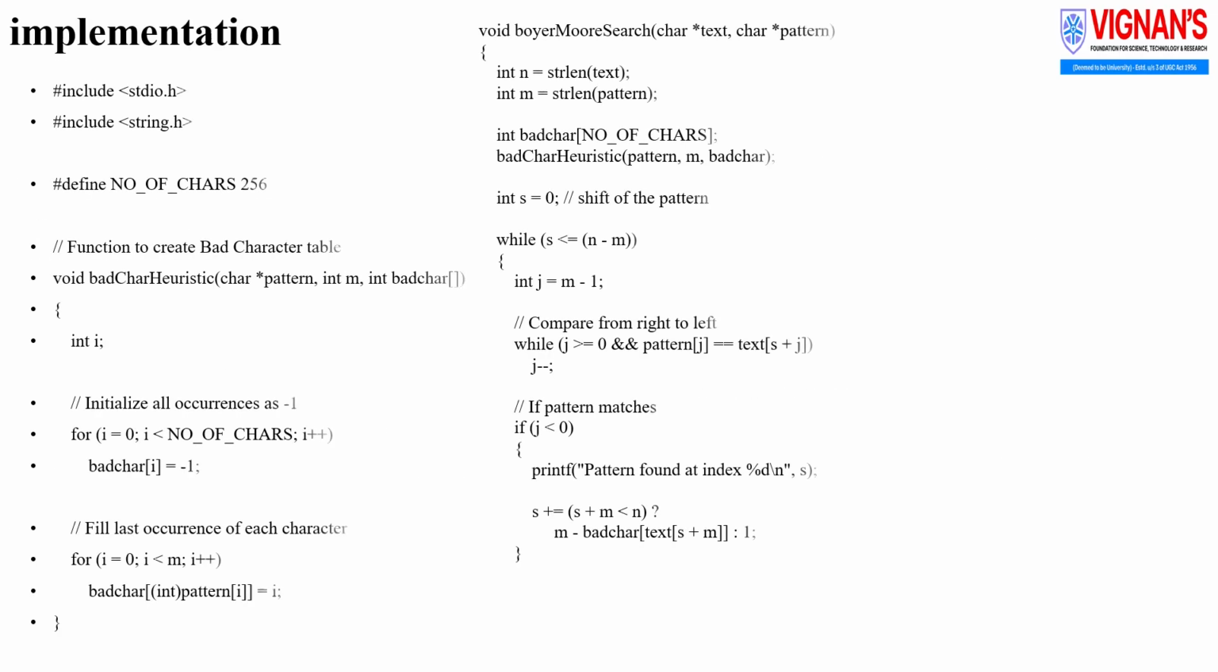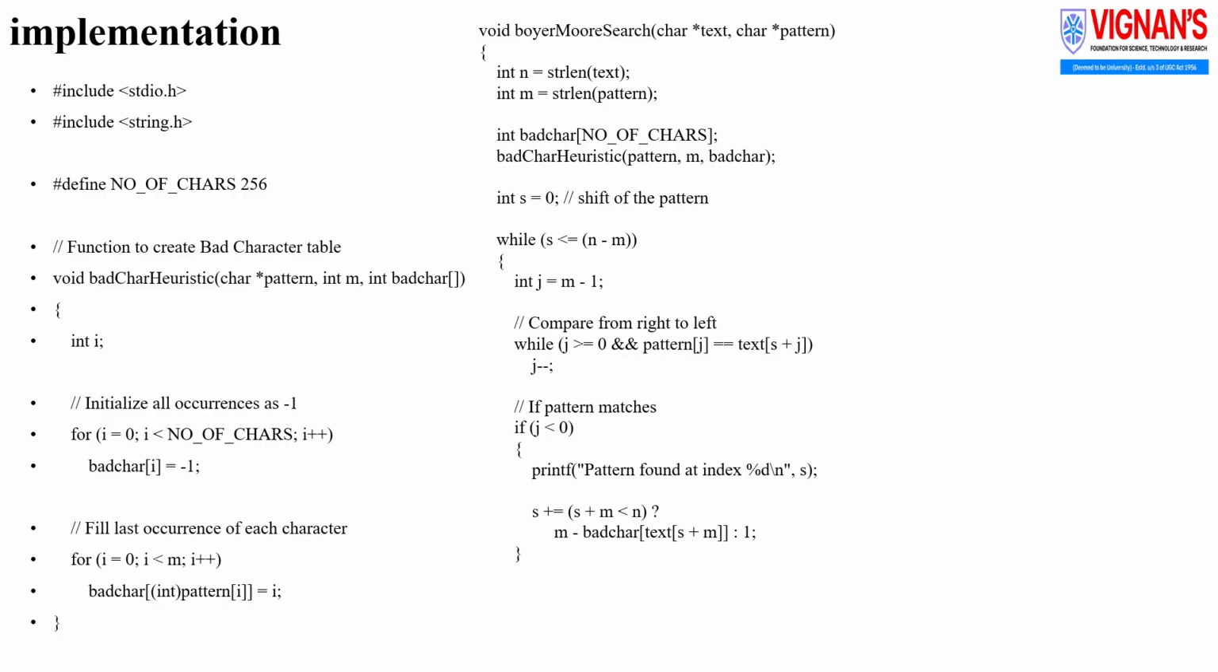Bad character heuristic. The algorithm optimizes searching by avoiding unnecessary comparisons through two main steps. Pre-processing the pattern: a helper function, the bad character heuristic, creates a table that stores the last occurrence of every character in the pattern. It initializes a table for 256 characters, standard ASCII, with -1. It then iterates through the pattern and records the rightmost index for each character.